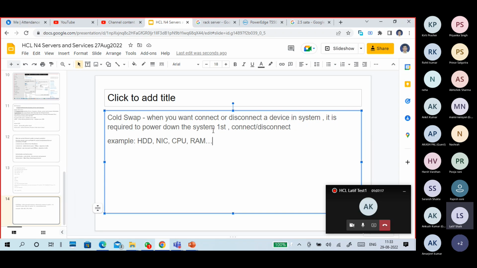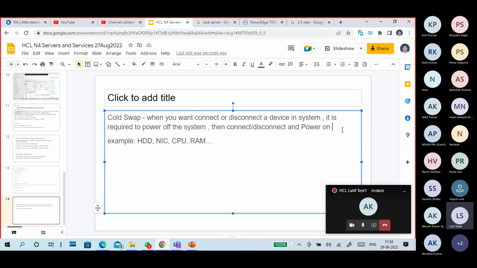So first of all, it is required to power down the system, then connect or disconnect, then power on later. It is very simple to understand. So I want to change the hard disk. First of all, I have to power off the system, open the cabinet, remove it, remove the connections, connect it back, close the computer and power on.